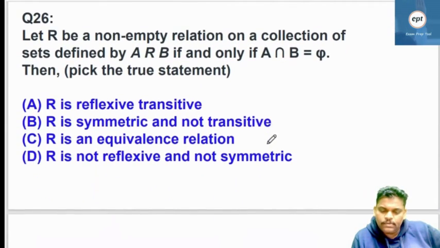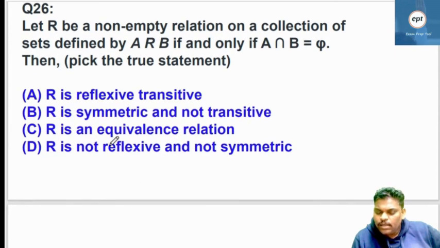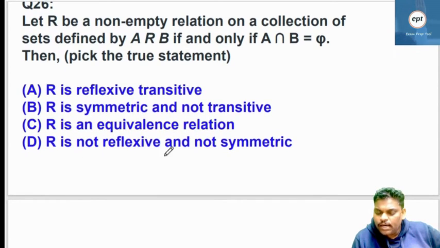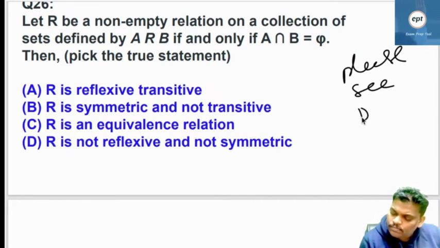Yeah, try this. Let R be a non-empty relation on a collection of sets defined as A R B if and only if A intersection B is equal to the empty set. Then pick: R is reflexive, R is symmetric and not transitive, R is an equivalence relation, or R is not. If anyone is not getting these relations, please see the definitions once.